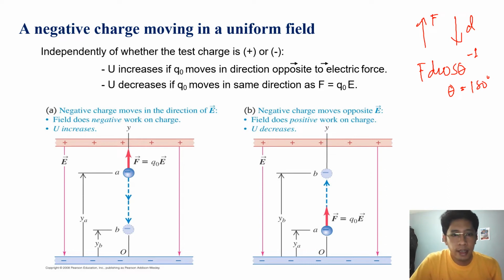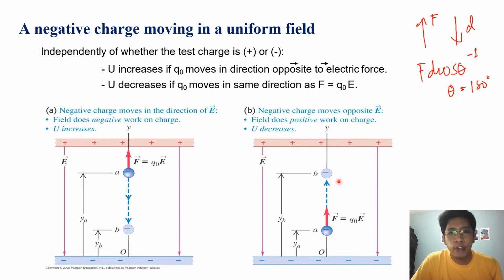So for this case here, the field does a negative work on the charge, and your U, your electric potential energy, increases. If instead the negative charge moves in the direction opposite to your electric field, so the electric field here is downwards, but your negative charge moves upward, the field does a positive work on the charge, because as you can see here, your force is upward and your displacement is upward. For this case here, the potential energy U decreases.